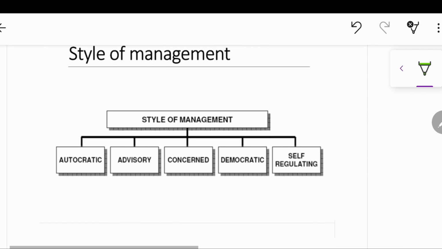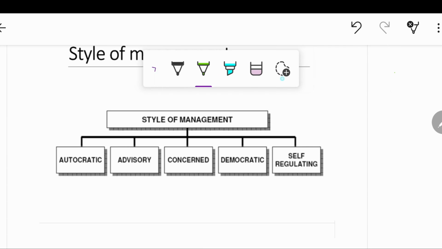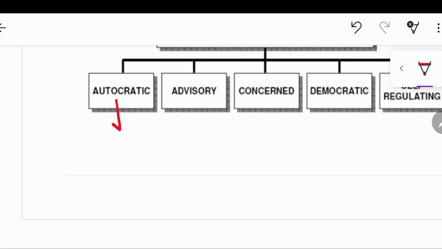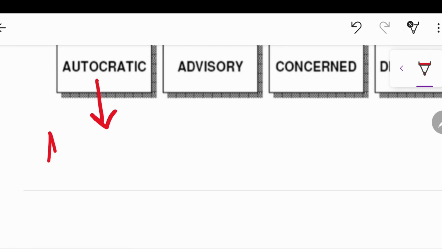So first we have the autocratic style of management. This is when the decisions are made solely by the manager. So the manager makes all the decisions.